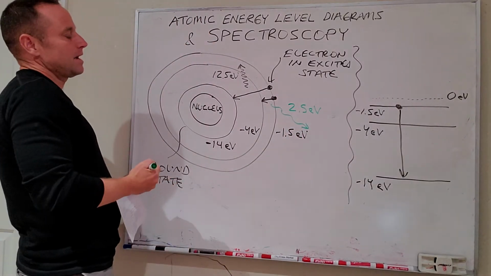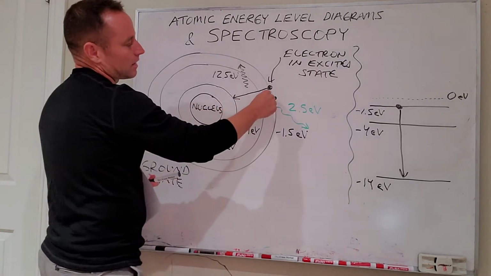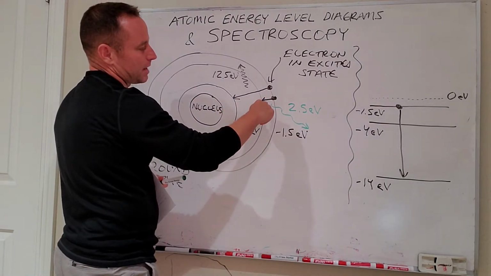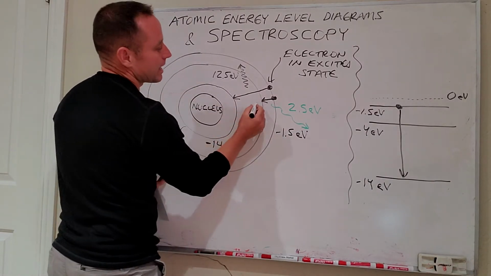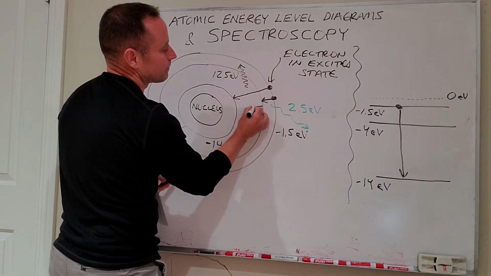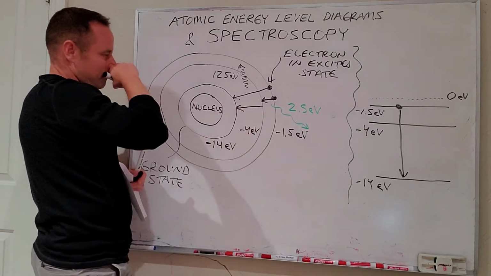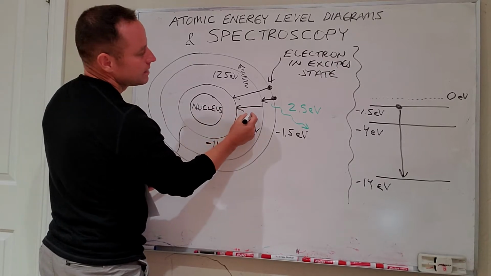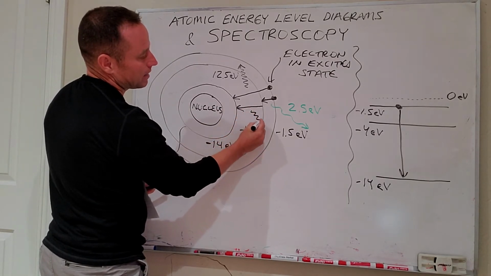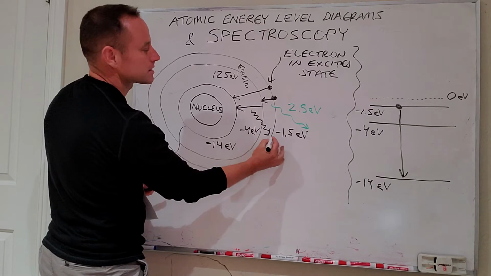And then that electron, after it has fallen this far, might fall from this next level all the way down. The other transition it can make is to complete the process by falling to the ground state the rest of the way, from minus 4 to minus 14. So that's going to be a 10 eV photon, it looks like.